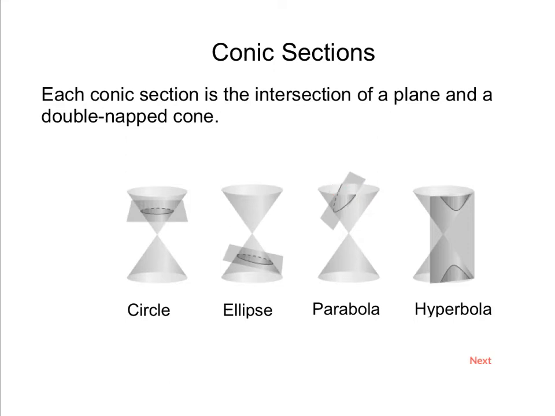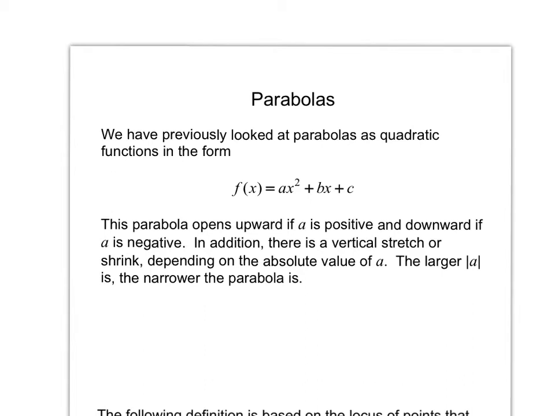them as conic sections. The way we've looked at parabolas before was as a quadratic function, and it usually took on this form. We knew that if this a was positive, it opened up. If it was negative, it opened down. This number a also helped determine whether the parabola was taller and narrower, in other words, there was a vertical stretch, or if it was flatter, which would be a vertical shrink. The larger that the absolute value of that number is, the narrower the parabola is.